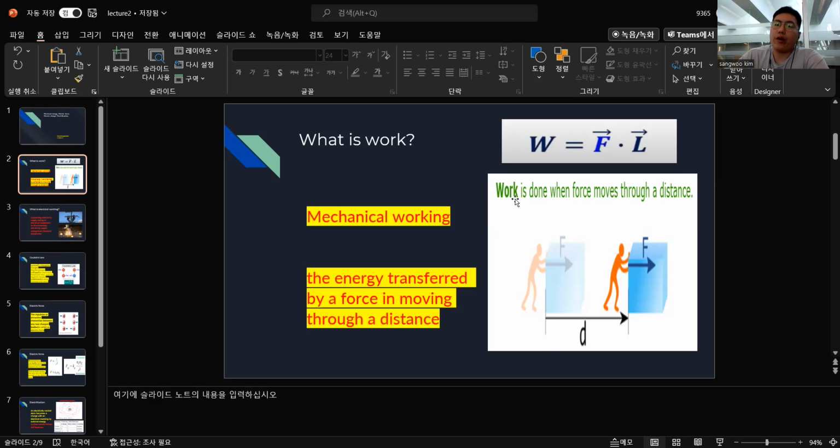So, for example, work is done when force moves through a distance. Here is A point. Here is B point, right? And I'm standing here. I'm trying to move this stop like this. This is work. So we say this is mechanical work. Got it, right?